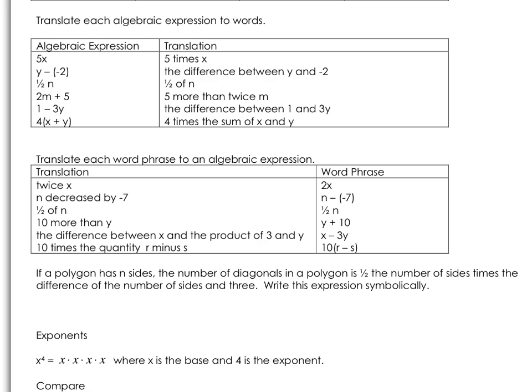10 times the quantity r minus s. Now when it says quantity, that means there's something in parentheses. So the quantity r minus s means that r minus s has to be in parentheses.